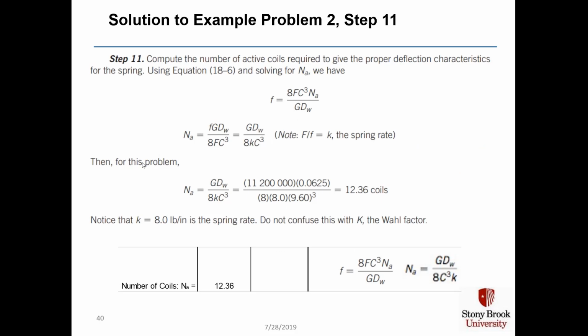In step 11, we compute the number of active coils required to give the proper deflection characteristic for the spring. And solving for N sub a, when we do a little bit of algebra, we see that the number of active coils equals G times D sub w divided by 8K times C cubed, that I'm pointing out with my mouse. We get a number of active coils of 12.36.